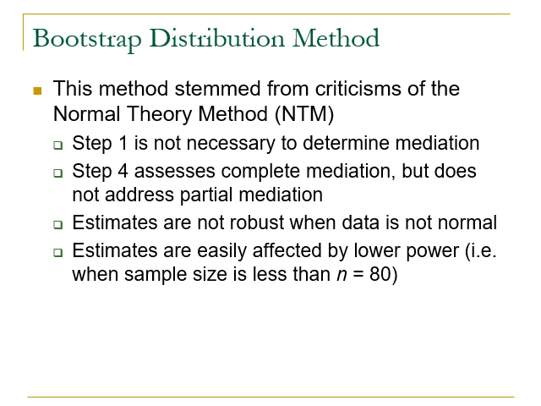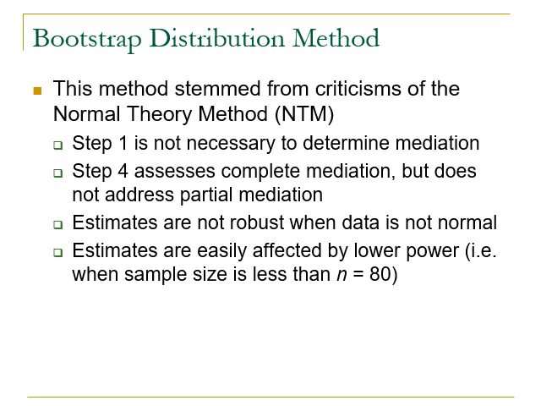So this method stemmed from criticisms of the normal theory method. The first one, of course, is that step one is not necessary to determine mediation. So step one, though it occurs most of the time, mainly because there's almost always the appearance of a direct relationship if there is a mediation, it is potential to find a relationship where it isn't. Step 4 assesses complete mediation but does not address partial mediation, which means that if you have full mediation, there's a little bit of a question of why you would need to continue to step 5 with the Sobel's test, but also the Sobel's test, though, is required for partial mediation. In other words, step 4 and 5 are kind of doing two separate things at the same time.